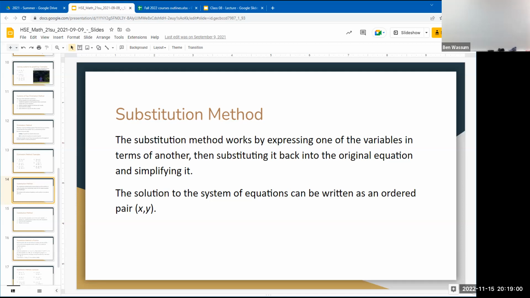So the other method of solving a system of equations is the substitution method. It works by expressing one of the variables in terms of the other, and then substituting it back into the original equation and simplifying it. It sounds confusing, but all you really do is take one of your equations and solve it for one of the variables, I don't care which, so you get either x equals or y equals. Then you say, cool, x equals that, which means the x in the other equation is equal to that. So you swap it out, and then you have one equation with that same variable.